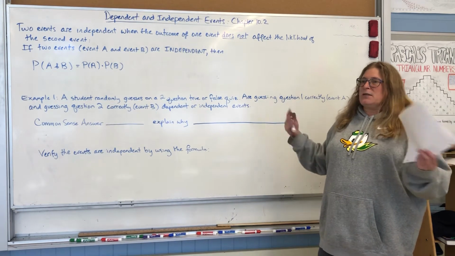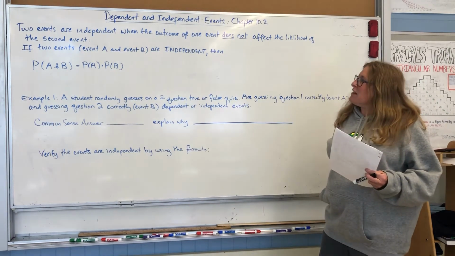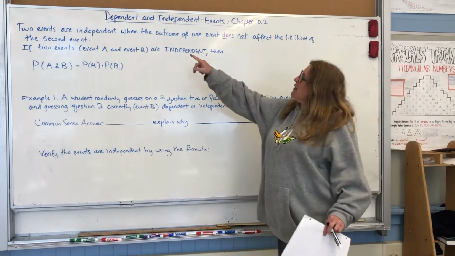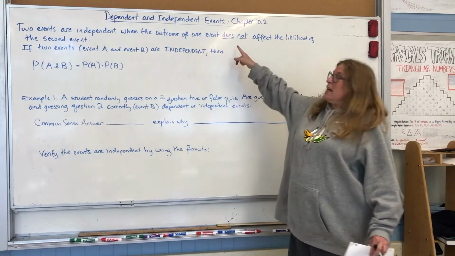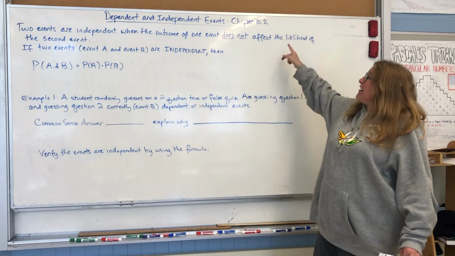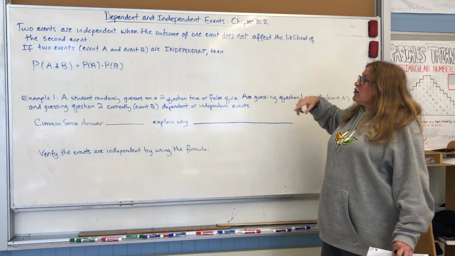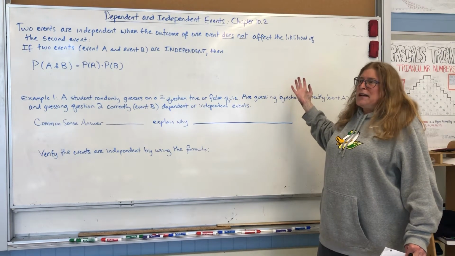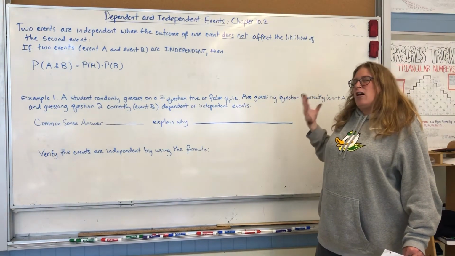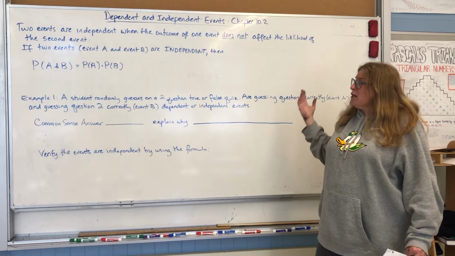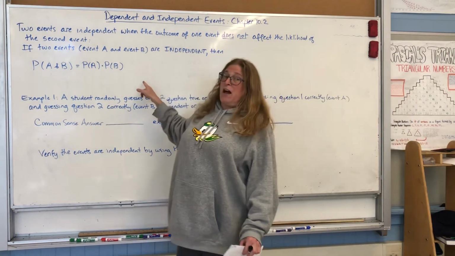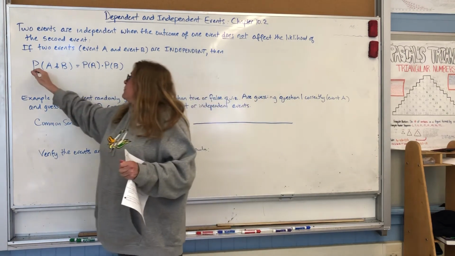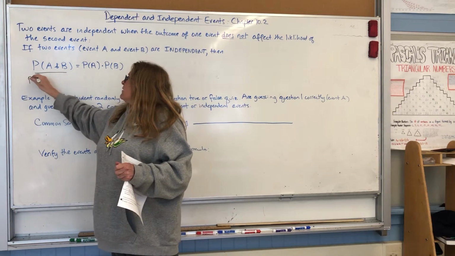So let's start with the simpler possibility, and that's that the events are independent. And what do we mean by that? We mean the events are independent when the outcome of one event does not affect the likelihood of the second event. So some of our answers here are going to be common sense answers, right? So what we're going to do is find our common sense answer, and then we're going to use this little formula here to verify that our common sense works. So probability of A and B is the probability that both events occur.